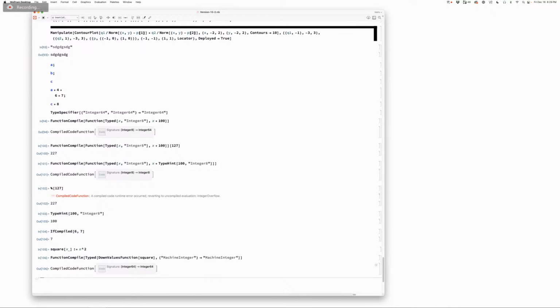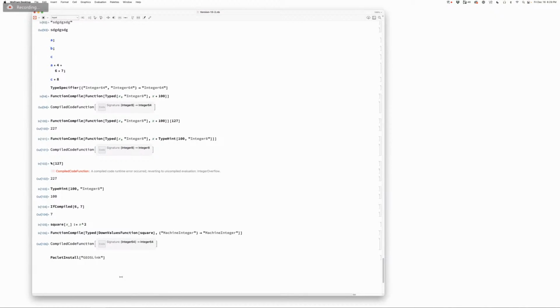Okay, another area. This is also about compiled code. This is about dealing with large libraries and integrating them with Wolfram language. This is pretty neat. So here's a packlet. It deals with a thing called GEOS, which is a big library for geometric computation. And this is a packlet that's been built for GEOS. And we can now say we load in all those functions.